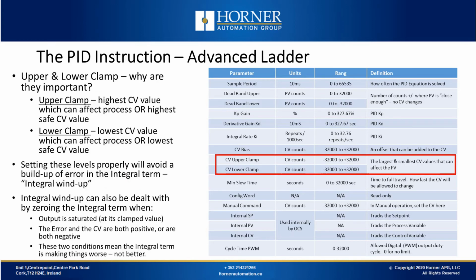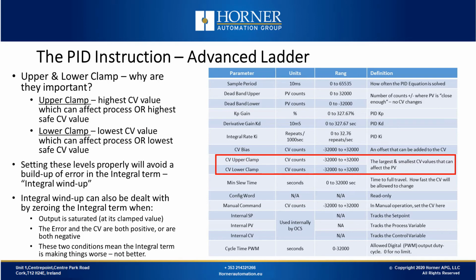Let's start with the upper and lower clamp. These are the largest and the smallest values of the CV that will actually affect the process. So with our pizza oven example, let's say I set my proportional valve to 80%. That is the maximum amount of gas I'm going to get. If I raise that valve above 80%, the actual flow of gas won't increase. So instead of allowing my PID loop to think that values above 80% accomplish anything, I can set a clamp at 80% of my value.